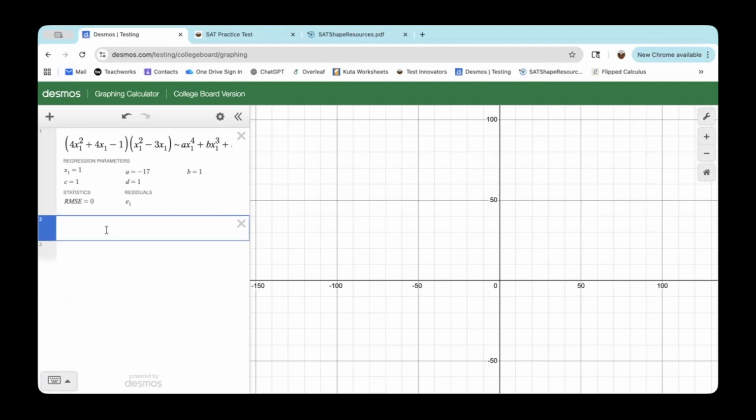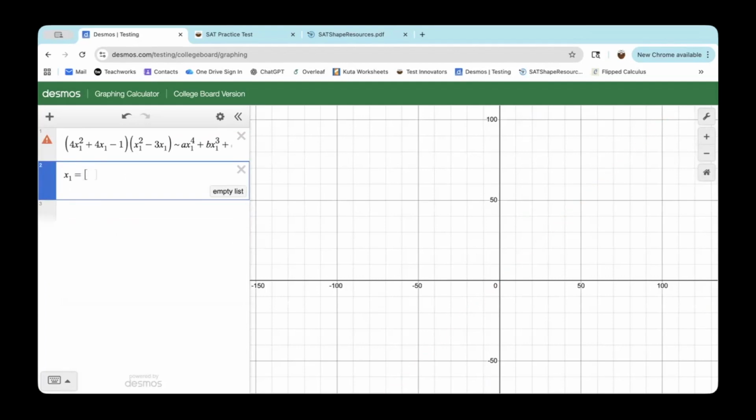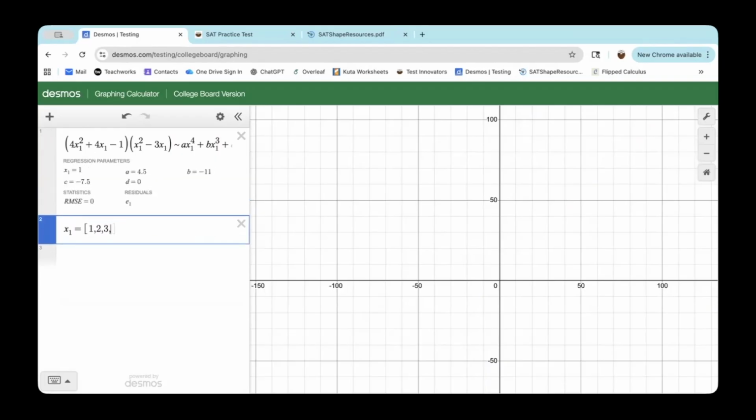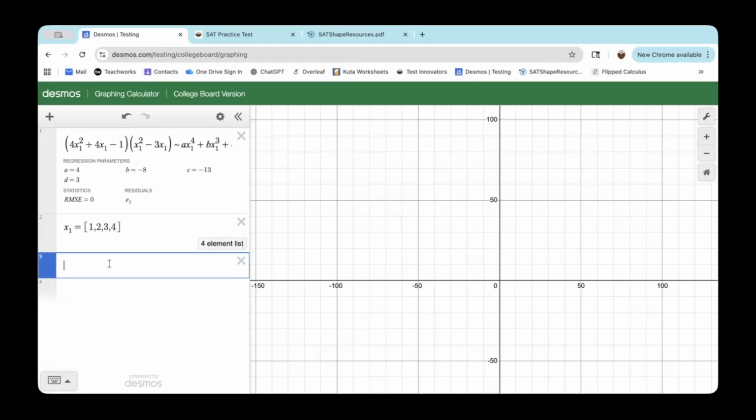Then what we're going to do is make x1 equal to a bunch of numbers. We're going to make x1 equal to 4 different numbers because we have a, b, c, and d as our constants. So I'm just going to do 1, 2, 3, 4. And then I'm done. The question asks for b plus c, so I can just hit b plus c, and it tells me that the answer is negative 21. So this is called regression, and it's a way to solve these equivalent expression problems that have constants in them.